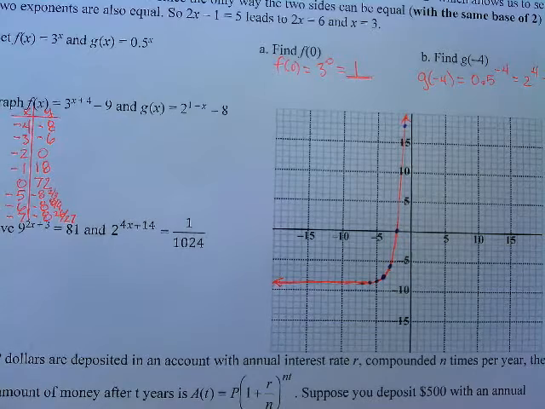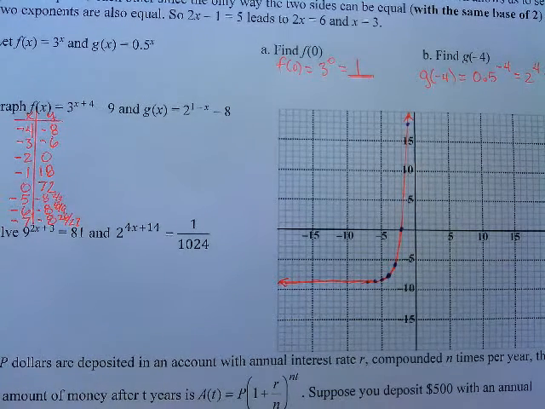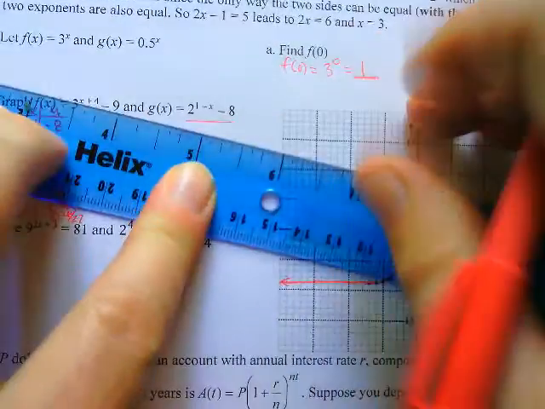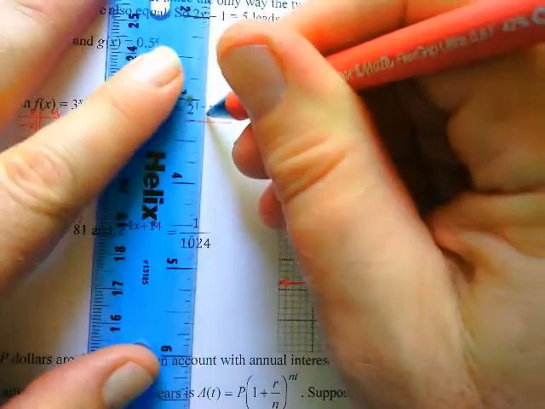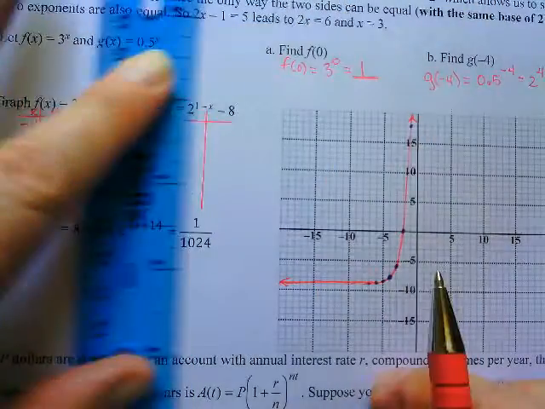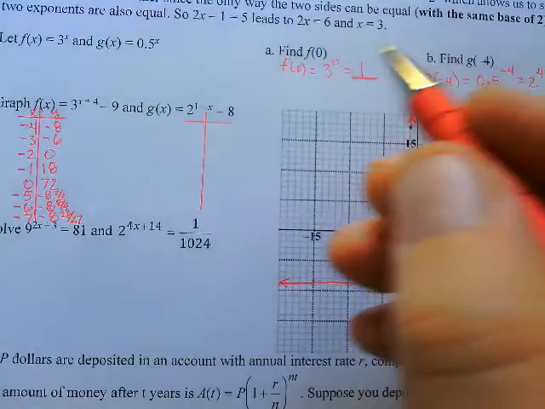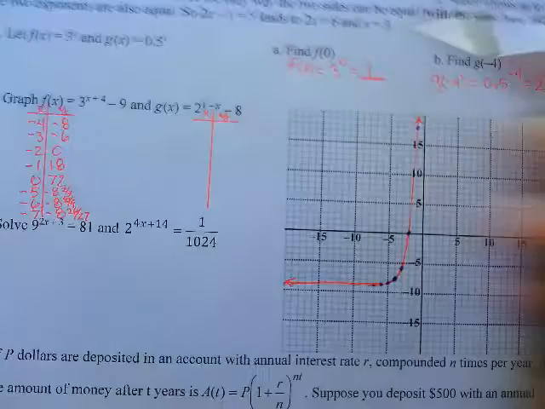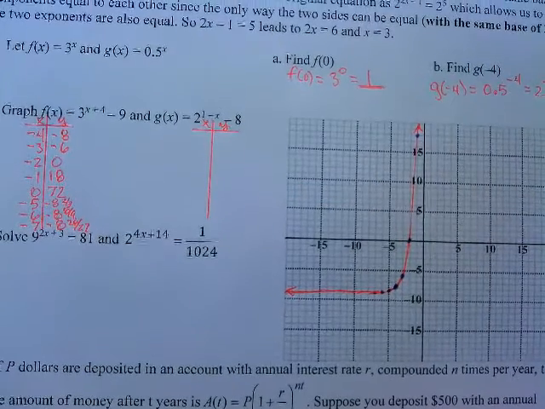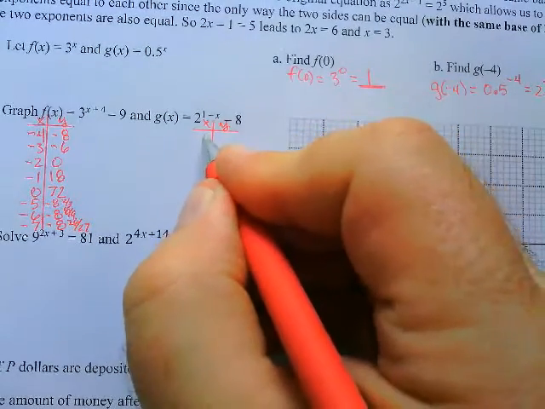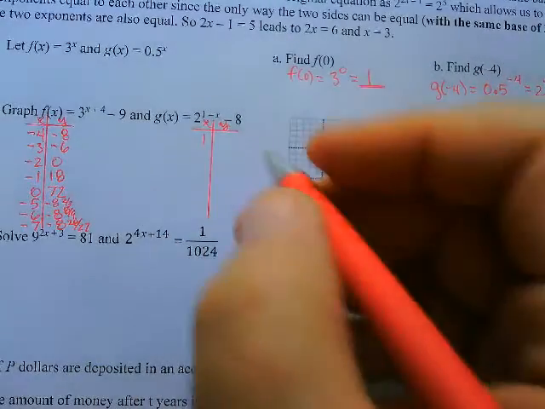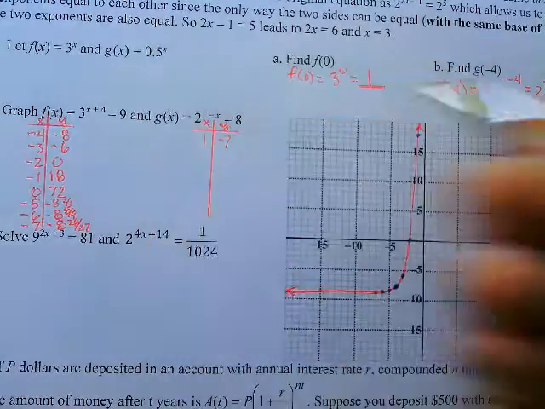Alright, for the second one, let's go ahead and make a t-chart for this one as well. 2 to the 1 minus x, over -8. And again, t-charts are nice because you can use t-charts on any function, and really the idea is simple. You just plug in your value and you go from there. So if I start with x is 1, 1 minus 1 is 0, so 2 to the 0 is 1, 1 minus 8 is -7.